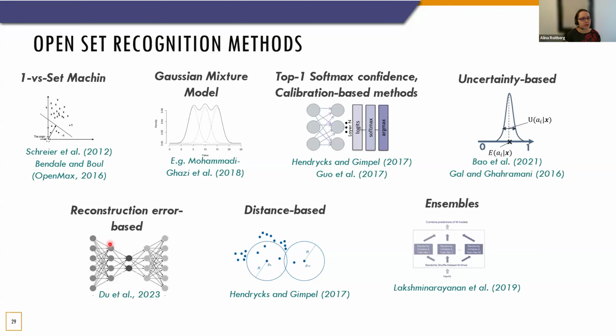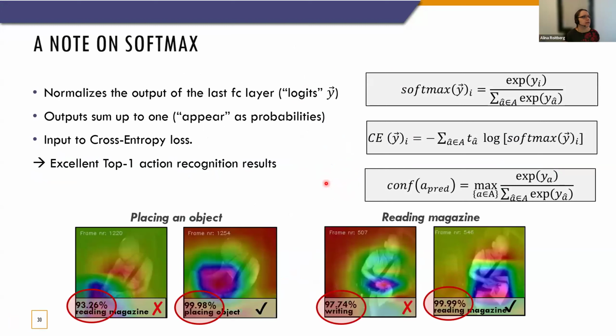So now I will go through a few approaches which we developed, and the first ones are a bit straightforward, based on the top-one softmax confidence of the model. So probably, if we talk about a classifier which, for example, has to classify: is the driver placing an object or reading something, or is he or she driving? We would have our neural network with the last layer having the number of neurons corresponding to the number of classes. We refer to this layer as the logits layer, and it would usually be normalized with the softmax function, a normalized exponential function, so that the output sums up to 1 and appears to be probabilities. And then we use it as input to cross-entropy loss and get very good recognition results.